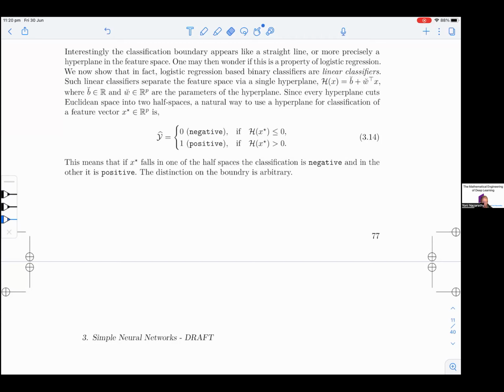Since every hyperplane cuts Euclidean space into two half spaces, a natural way to use a hyperplane for classification of a feature vector is: ŷ is negative if the point's value in the hyperplane is negative, and positive if the point's value in the hyperplane is positive. This means that if x star falls in one half space, the classification is negative, and in the other, it is positive. The distinction on the boundary is arbitrary.